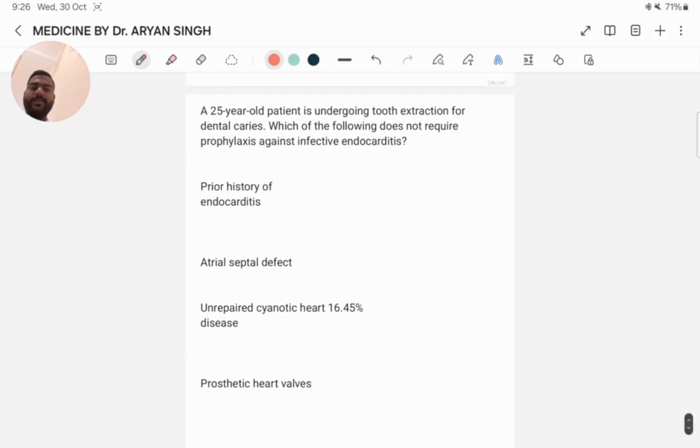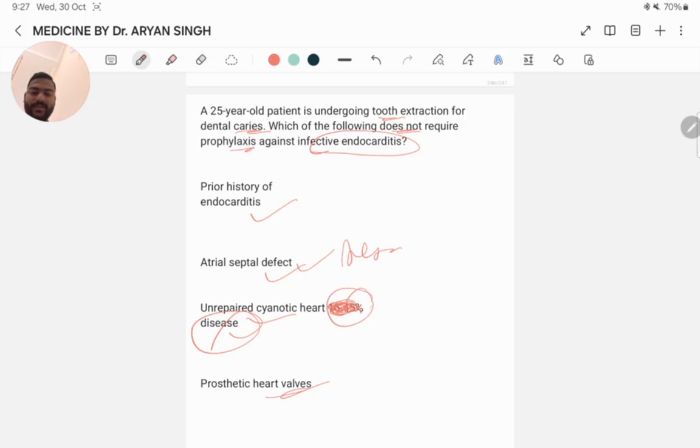Next question. A 25-year-old patient is undergoing tooth extraction for dental caries. Which of the following does not require prophylaxis against infective endocarditis? Prior history of endocarditis, atrial septal defect, unrepaired cyanotic heart disease, and prosthetic heart valves. Here atrial septal defect is the answer. Atrial septal defect is not considered a high-risk condition that warrants prophylaxis against infective endocarditis.